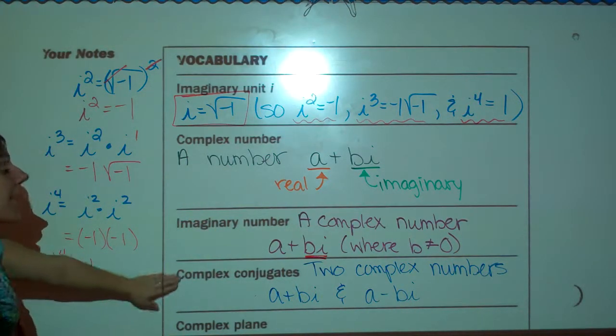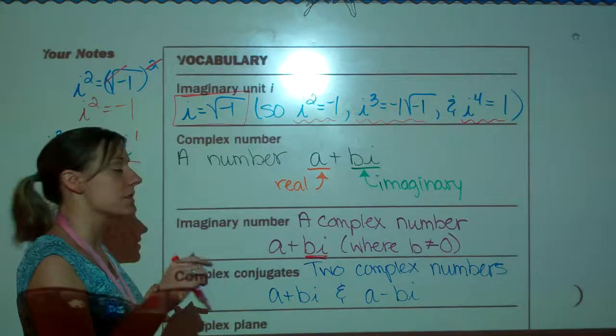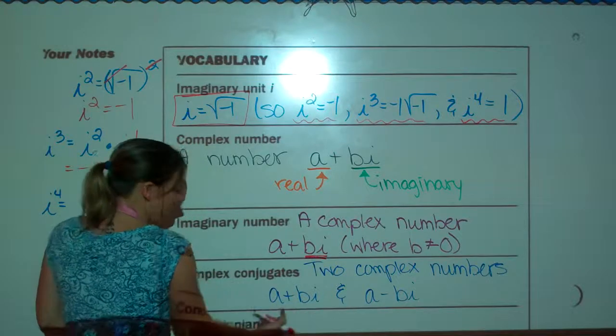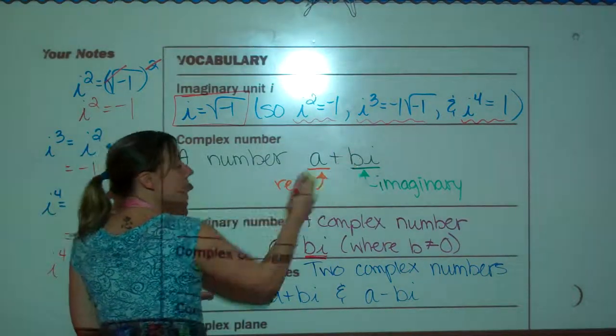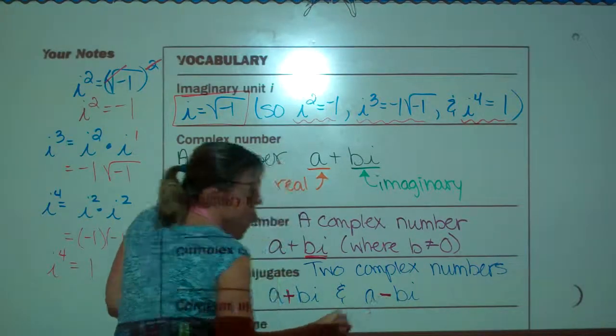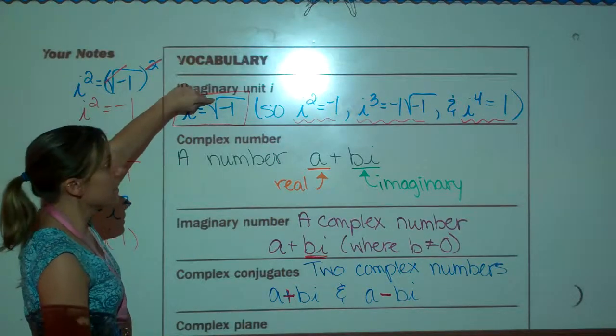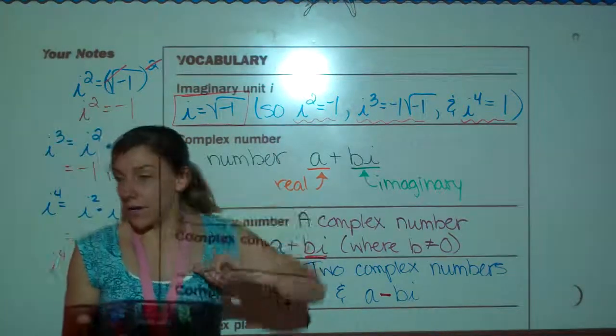Okay? And then conjugates are just like conjugates we did with the radicals, the square roots. It's a complex number, so it's got a real part and an imaginary part, but one is adding and the other is subtracting, okay? And because i represents a root, then just like before, we have to get rid of it.